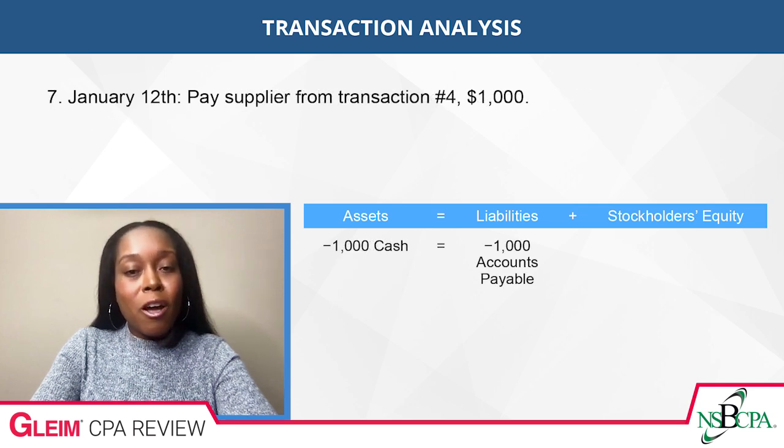Remember when we bought those office supplies from a local vendor and put the amount on account? Now in transaction number 7, here on January 12th, we're going to pay that supplier. We pay with cash, so the asset cash decreases by $1,000. We are paying off our liability, so we show the liabilities also decreasing with the subtraction of $1,000 from accounts payable. Are you starting to get the hang of this yet?